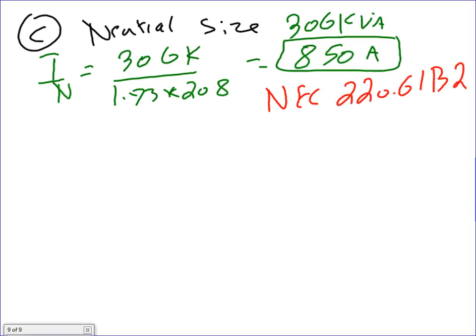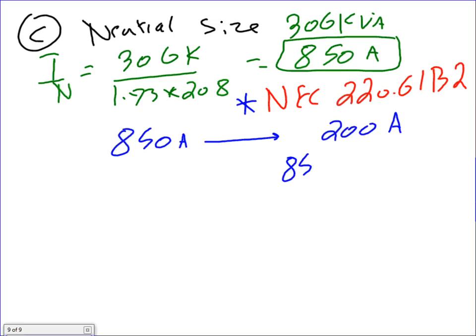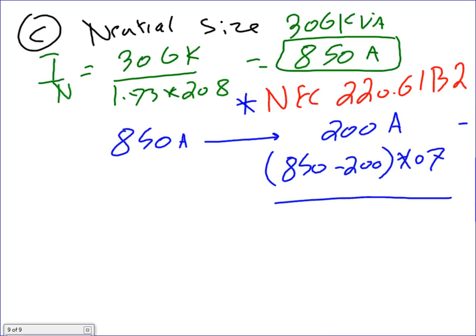All right, so let's see what's the deal. Based on this, I'm going to take my 850 amp. The first 200, what do you do with them? Leave them alone. So the remainder is 850 minus 200. You're going to multiply these by 0.7, and then add them up. Where did I come up with all this? From 220.61(B)(2). Anything higher than 200, cut it.